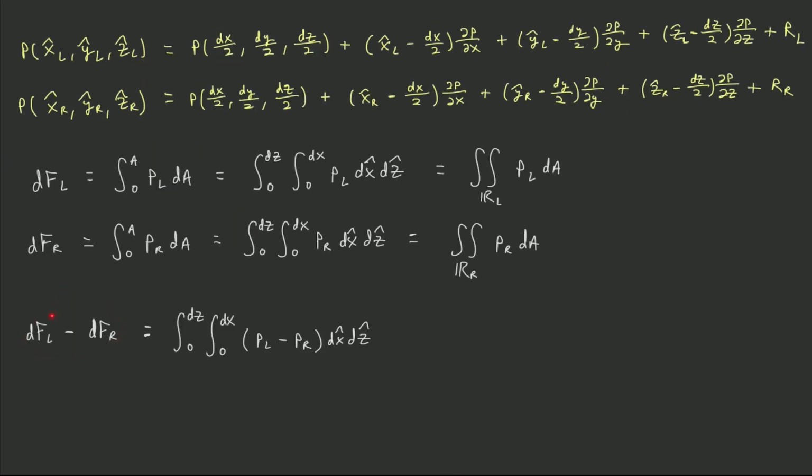And then finally, we have dF_L minus dF_R, the magnitude of the differential force on the left face minus the magnitude of the differential force on the right face. And that gets us our net force in the y or y hat direction. Since we are integrating with respect to the same variables and over the same bounds, we can combine the integrals just like this, such that we have the double integral of P_L minus P_R. And this will give us the net force in the y or y hat direction.